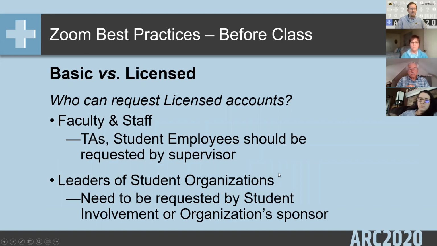Academic Affairs has paid for enough licenses that most people can have them. Again, faculty and staff can get them for free. If you have TAs or student employees who need them, they're fine too. But we do ask that you request them, because any student can go online and say, I need a licensed account, and we don't know that it's a legitimate request unless it comes from you. We have also made exceptions for leaders of student organizations. Again, we prefer that those requests come in from either student involvement or the sponsor of that organization.